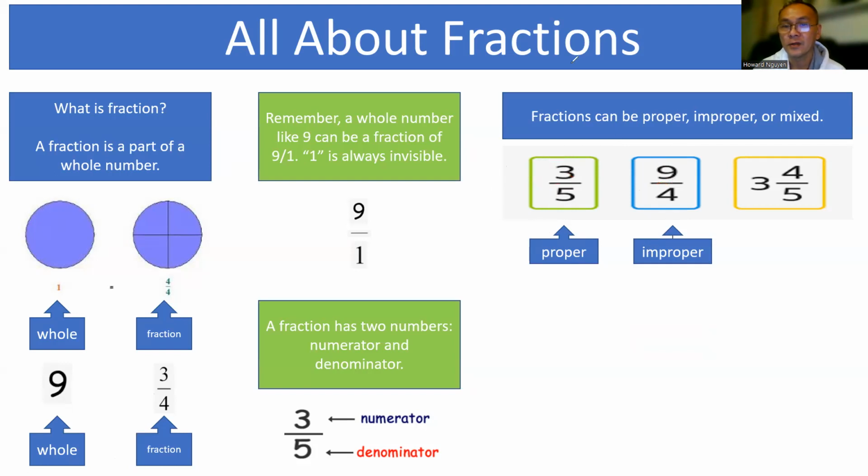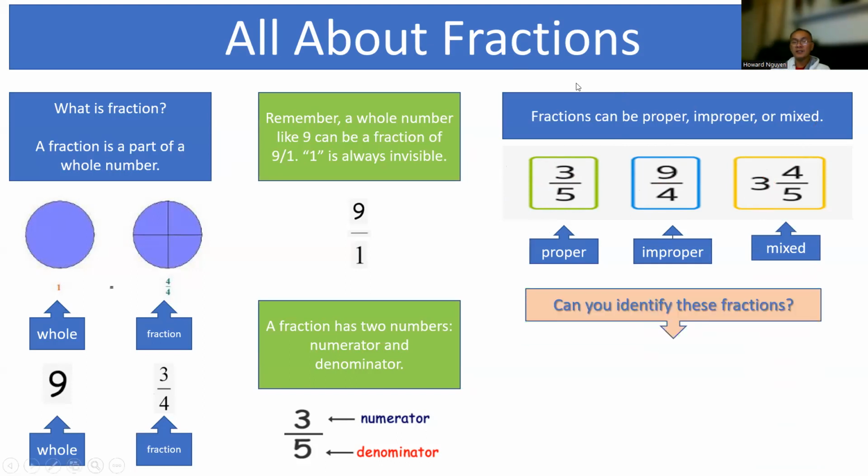Now, the next number here, look, this is called a mixed number. The reason why it's mixed is because you have a whole number and a fractional part. So two types of number come together and make a mixed number. So can you identify these fractions?